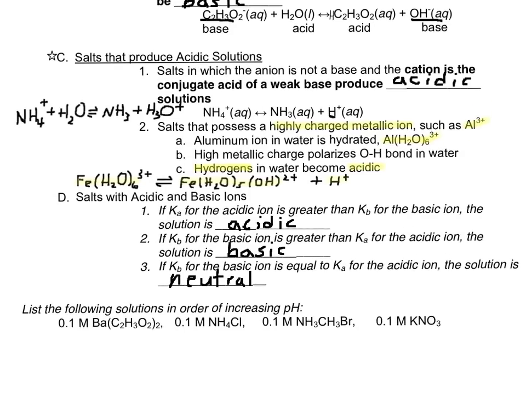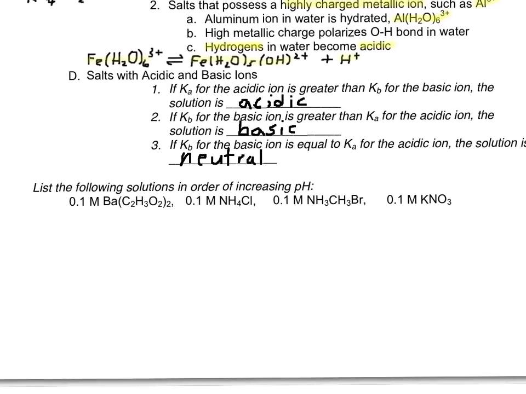Alright, so let's look at some examples of this. So we're going to list these solutions in order of increasing pH, and to do this we have to look at the anions and the cations that make them up. Now when looking at these, the first thing I do is I look for things that come from strong acids or strong bases, and I mark them out because they really have nothing to do with the pH. So I'm looking at barium, that's from barium hydroxide, which is a strong base. I'm looking at chloride, which is from hydrochloric acid.